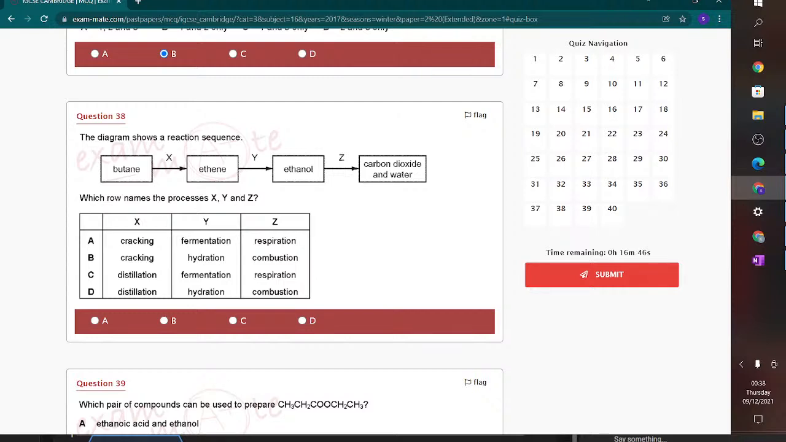The diagram shows a reaction sequence which names a process X, Y, and Z. Butane to ethene is cracking, ethene to ethanol is hydration. No, wait a minute. Ethene to ethanol, yeah, that's hydration, and ethanol to carbon dioxide and water, that's combustion. So cracking, hydration, combustion. B.